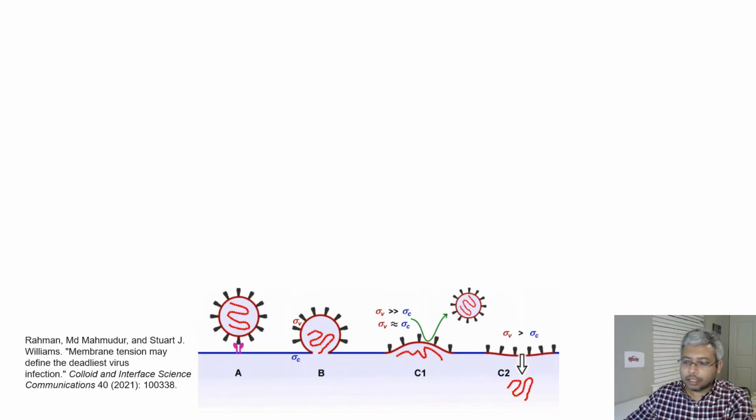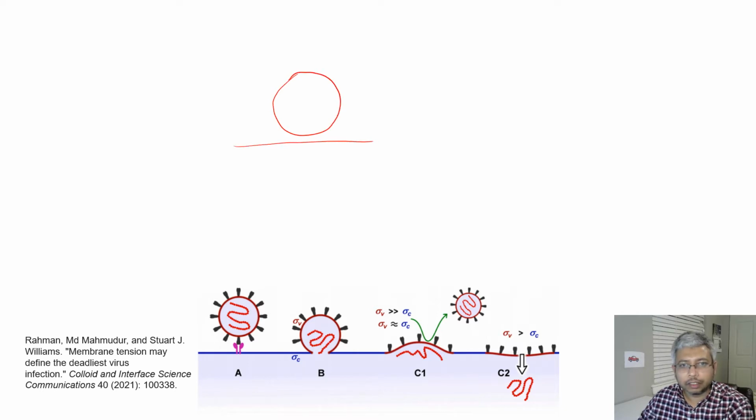Let's talk about the virus cell fusion process. I talked about these things in other videos, but I think I need to draw and say something here. So say this is the virus and this is the cell membrane. And the virus contains some spike proteins.